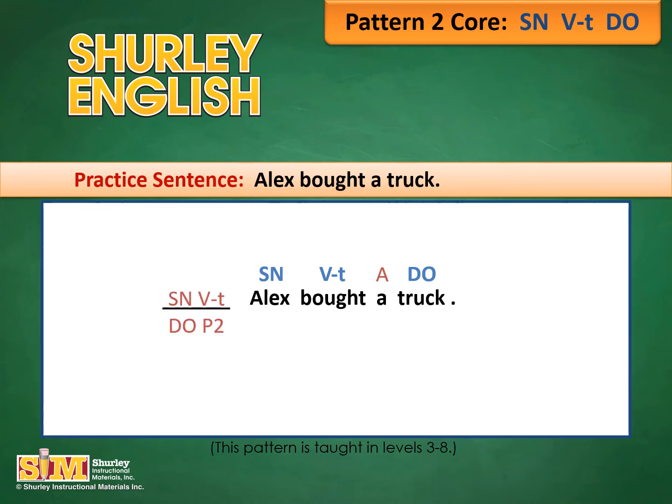Subject noun, verb transitive, direct object, pattern 2, skill check. Period statement. Declarative sentence. Go back to the verb. Divide the complete subject from the complete predicate.